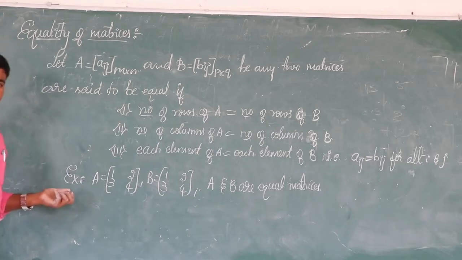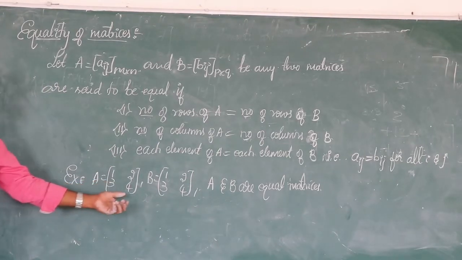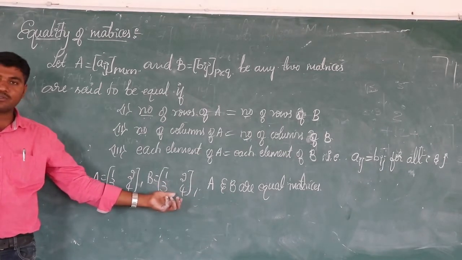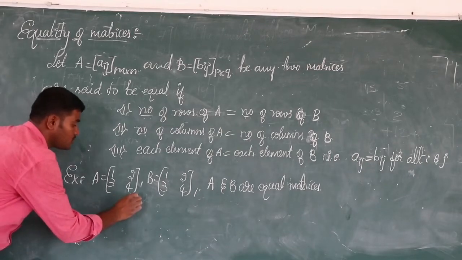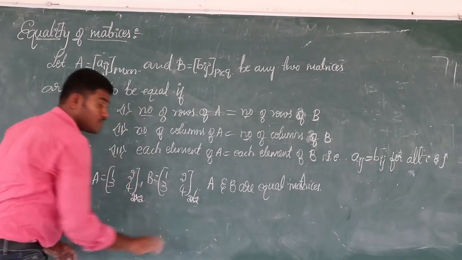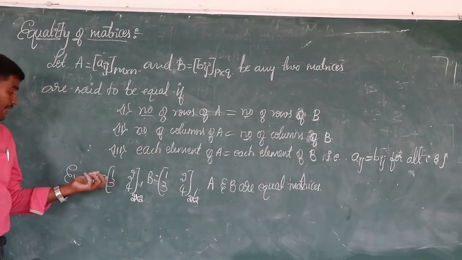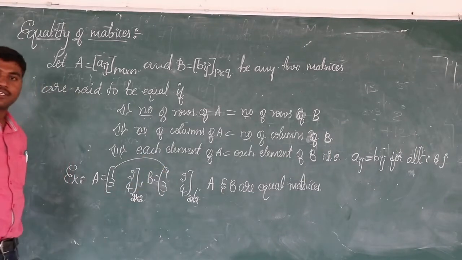Okay, so let us take an example. Here matrix A has elements 1, 2, 3, 4 and matrix B has elements 1, 2, 3, 4. So here both matrices have the same order. Equality of matrices means they must have the same order. Matrix A is a 2 by 2 matrix. Matrix B is also 2 by 2. So each corresponding element of matrix A is equal to the corresponding element of matrix B.